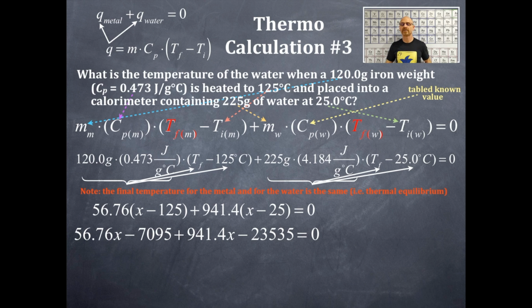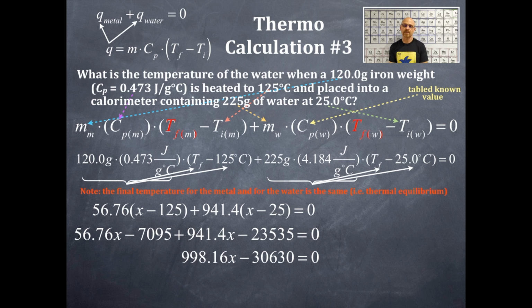So now on this step, I've distributed what's on the outside of the parentheses, just like my math tells me to do. And so I have 56.76x minus 7,095 plus 941.4x minus 23,535. This all sums up to equal 0. So I need to combine my x terms together and my non-x terms together. What I'd highly recommend you do is make sure that you keep the sign that's in front of the number. So I've combined the x terms and the non-x terms.